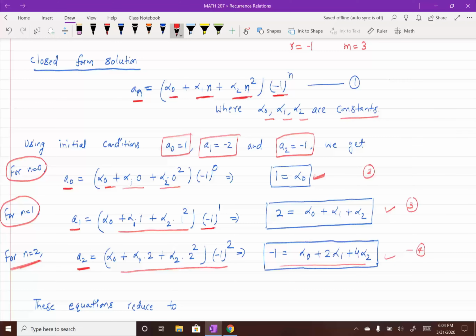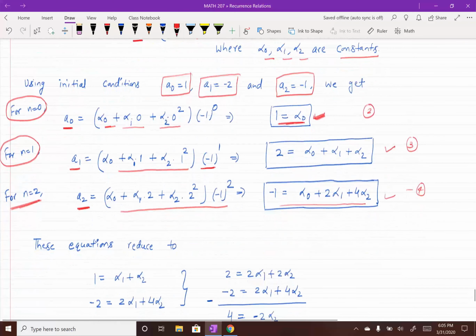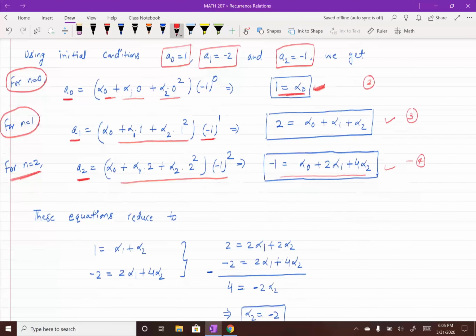We have three equations and three unknowns to determine, and one of the unknowns is already obtained from equation 2, so my value of alpha 0 is equal to 1. You can use that value of alpha 0 in your third and fourth equations. Once you put alpha 0 equal to 1 in your third equation, it changes to -3 equal to alpha 1 plus alpha 2. Once you put alpha 0 equal to 1 in your fourth equation, it converts to -2 equal to 2 alpha 1 plus 4 alpha 2.